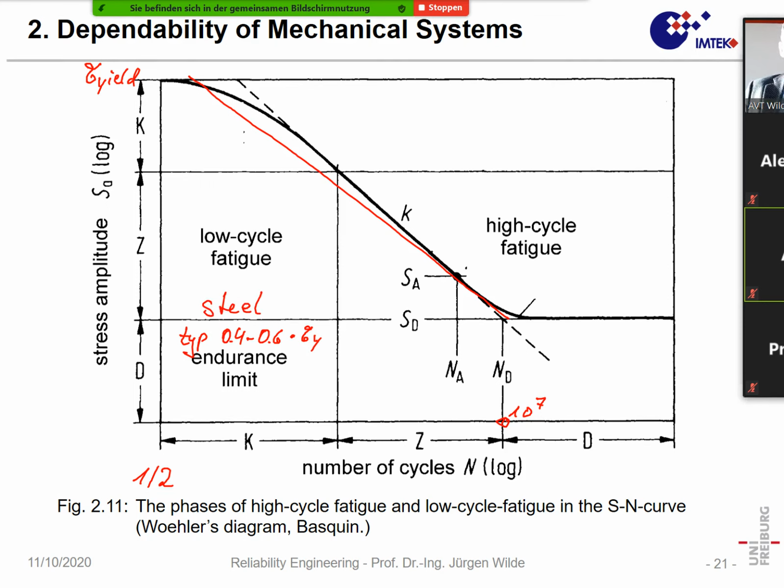So I say here, for instance, typically for a steel. But on the one hand, we have an idea how such an SN curve is constructed, and on the other hand, that is just to have an idea. It is important, of course, to measure such data.